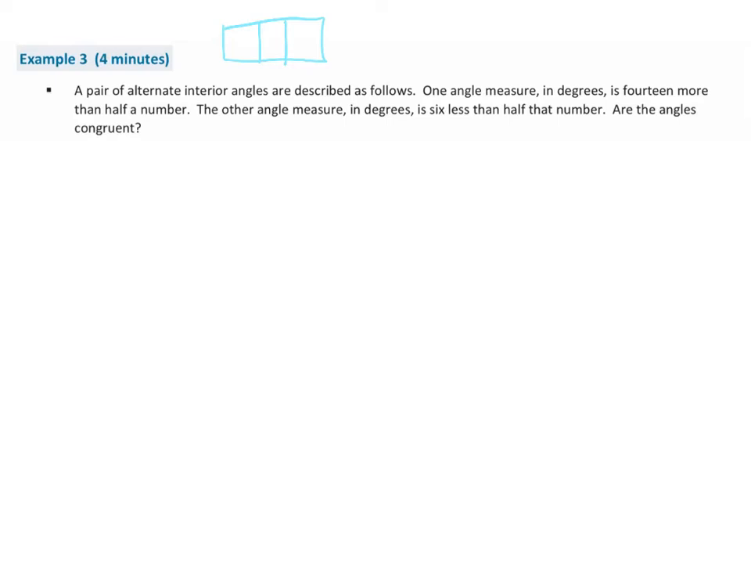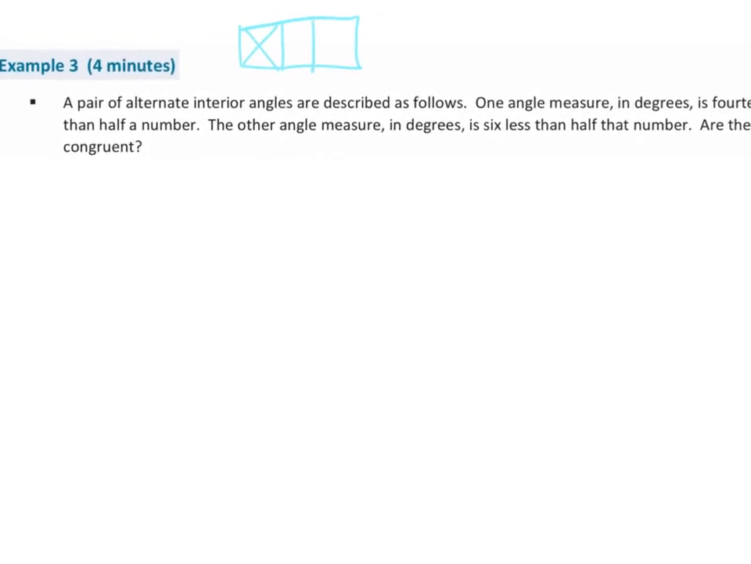close reading. A pair of alternate interior angles are described as follows. One angle measure in degrees is 14 more than half a number. The other angle measure in degrees is 6 less than half that number. Are the angles congruent? I read for my first time. This time I go through, I'm going to be marking it up a little bit. I'm actually going to zoom in a little bit more.